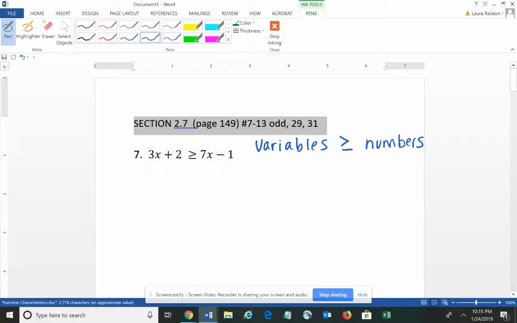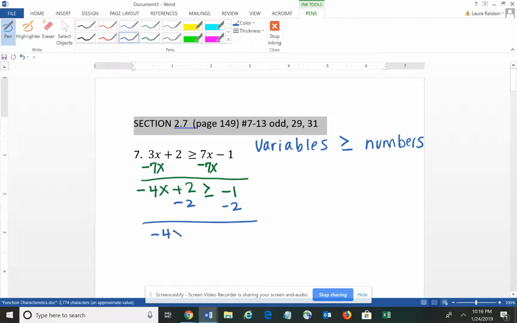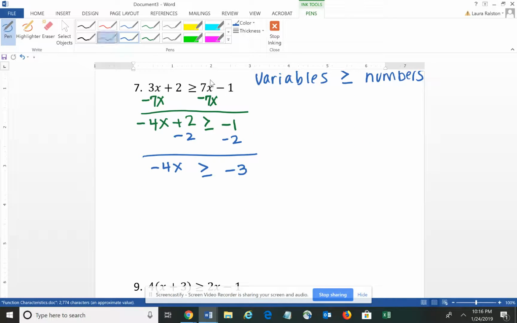So I'm going to move the 7x from the right side to the left side by subtracting 7x from either side, which gives me negative 4x plus 2 is greater than or equal to negative 1. I'm then going to subtract 2 to get all of the numbers together on the right-hand side. So I have negative 4x is greater than or equal to negative 3. Then I need to divide both sides by negative 4 so that I have x, and then I have 3/4 is my numeric value.